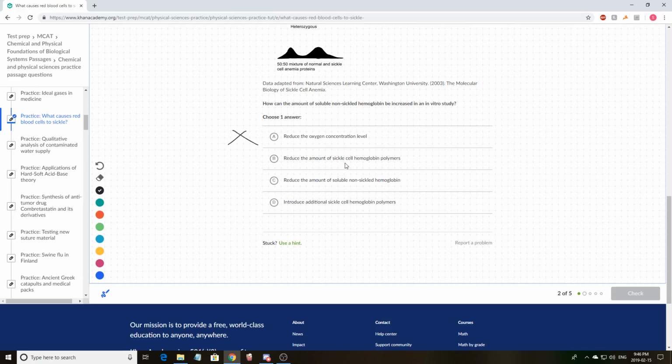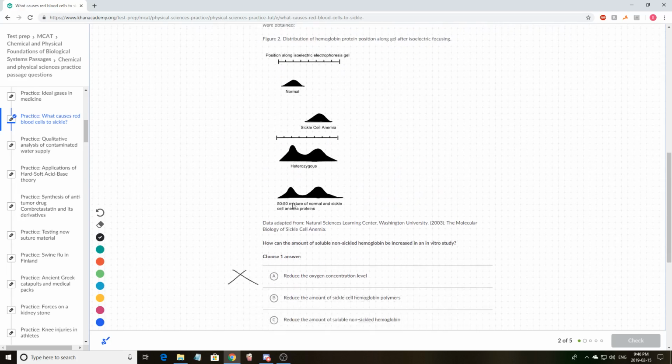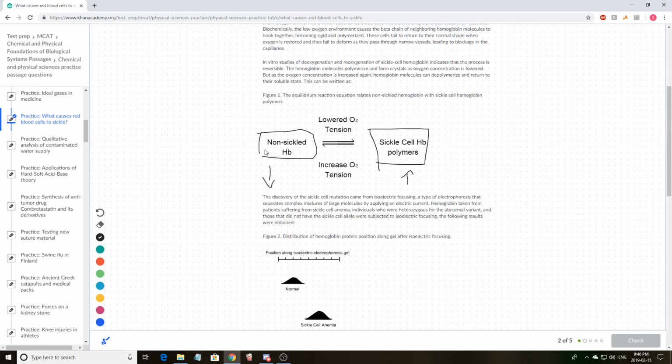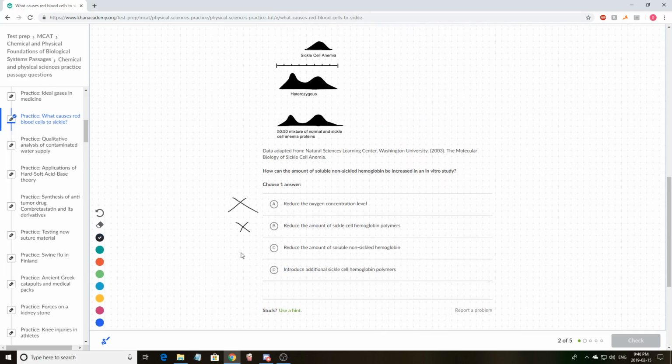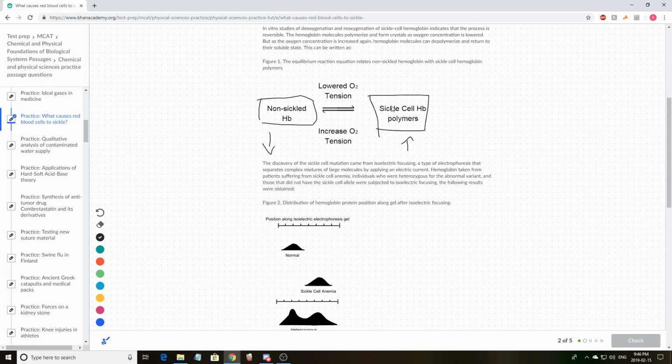What about reducing the amount of sickle cell hemoglobin polymers? Well, if we reduce the amount of sickle cell hemoglobin polymers, it's going to push the reaction to the right, again, due to Le Chatelier's principle. So we know that's incorrect. What if we reduce the amount of soluble non-sickle cell hemoglobin? So yes, we could reduce the amount of non-sickle cell hemoglobin, so let's keep that for now. What about introducing additional sickle cell hemoglobin polymers? So yes, we could also increase the amount of sickle cell hemoglobin.